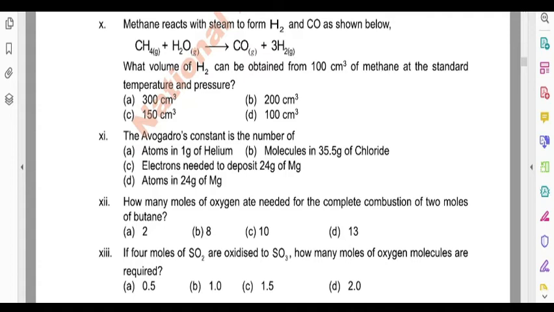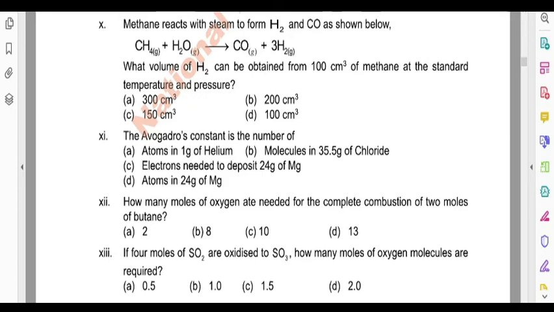Okay, question number 11. The Avogadro's constant is the number of atoms in 1 gram of helium, molecules in 35.5 grams of chlorine, electrons needed to deposit 24 grams of magnesium, atoms in 24 grams of magnesium. The atomic mass of helium is 2. So 1 gram of helium will contain half of the Avogadro's number.